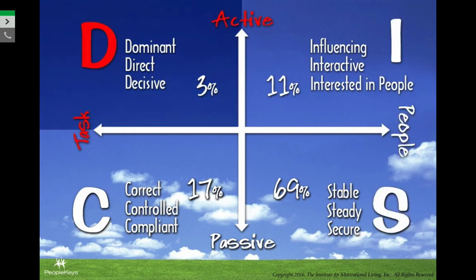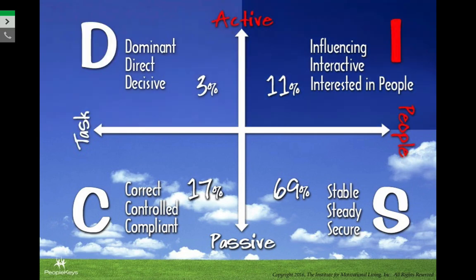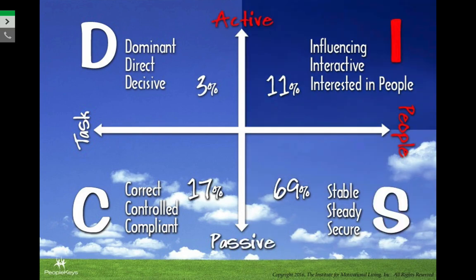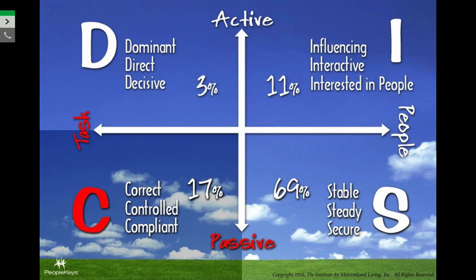Now, your high Ds are going to be active and task oriented. Your high Is are going to be active and people oriented. Your high S's are going to be people-oriented and passive, or slower paced, and your high C's are going to be passive and task-oriented. So a great way to remember that is just active and passive, task or people. And if you can figure that out, you know kind of where they fit on this quadrant.